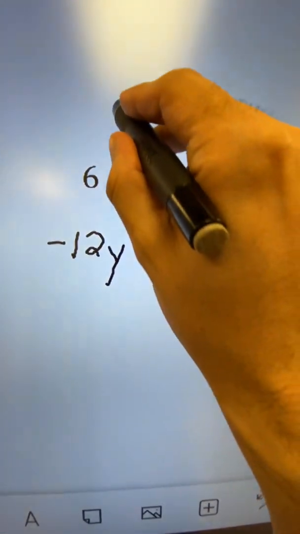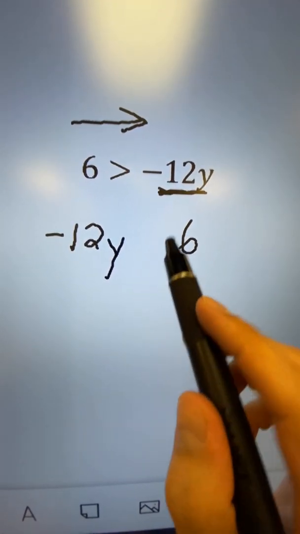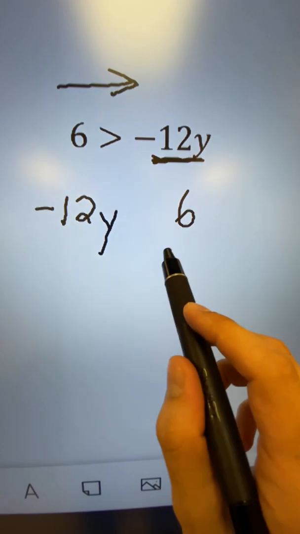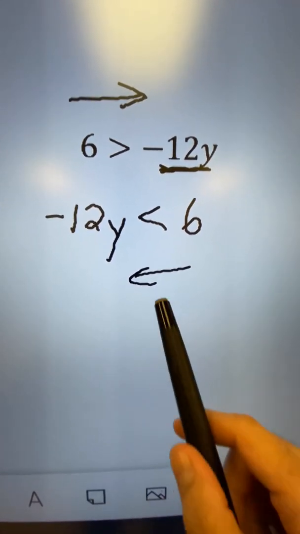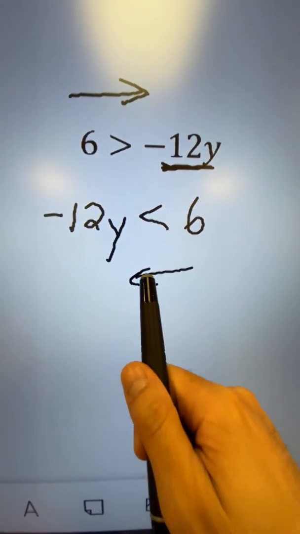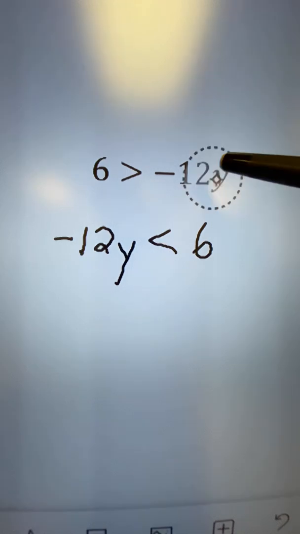And notice that this arrow, the inequality sign, is pointing towards the 12y. So I want to make sure that arrow is still pointing towards the 12y, so this way. That means my inequality sign also has to change. So that's one way to think of it: if you think of an arrow pointing, it should always point towards the same side.